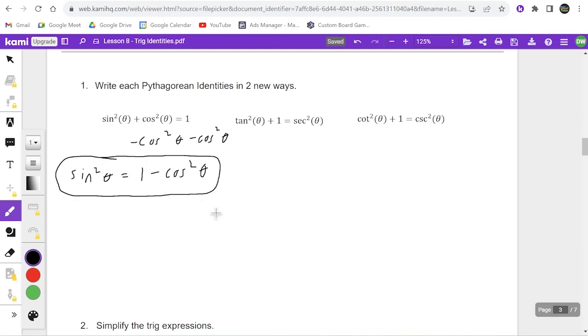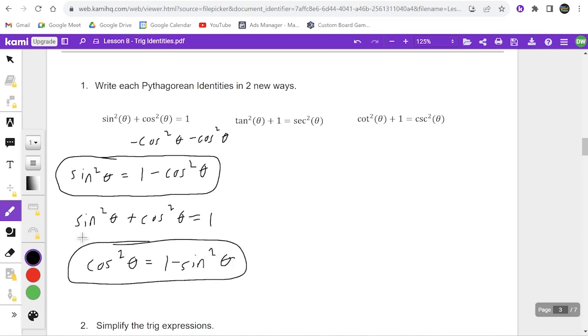Look at that. And then I asked myself, well, what else could I do with this function? Well, couldn't I also have subtracted sine squared theta from both sides? And the answer is yes, of course. And if I subtract sine squared theta from both sides, then I'll get cosine squared theta equals 1 minus sine squared theta. And we will be using both of these later today in the trig identities, or verification problems, I mean. So that's it for the first one.